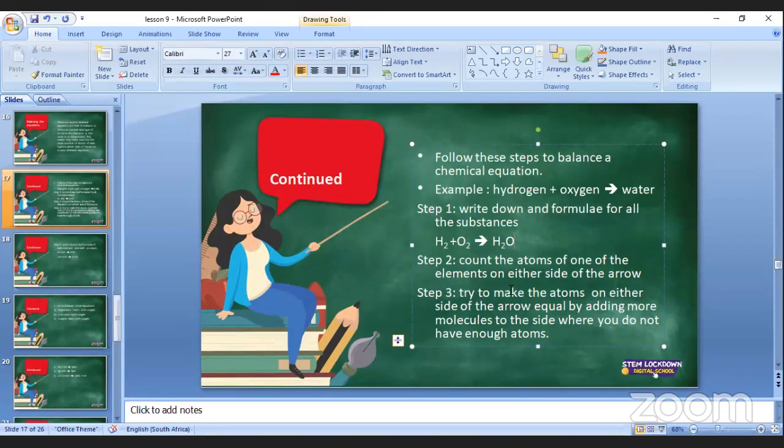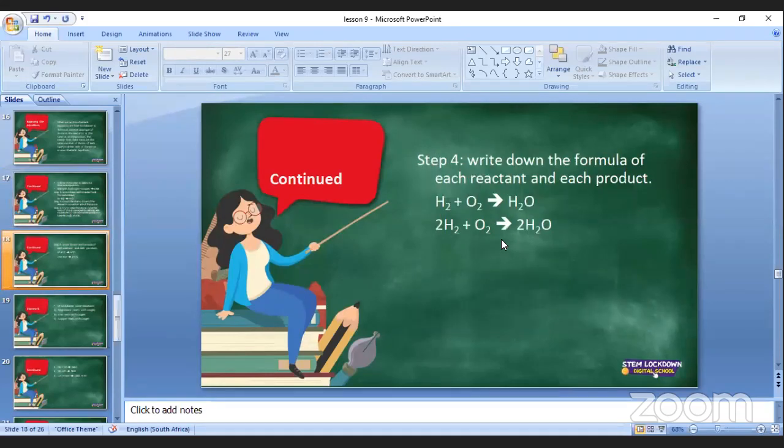Then step 3, try to make the atoms on either side of the arrow equal by adding more molecules to the side where you do not have enough. That's straightforward. Where there's not enough, you add on that side, and then you count again. But remember that on the right, it's a compound. So whatever coefficient you add must align with whatever is on the right. Let me show you.